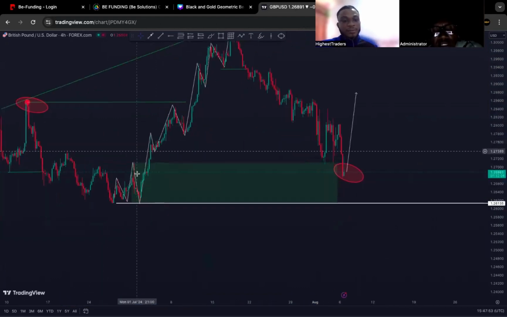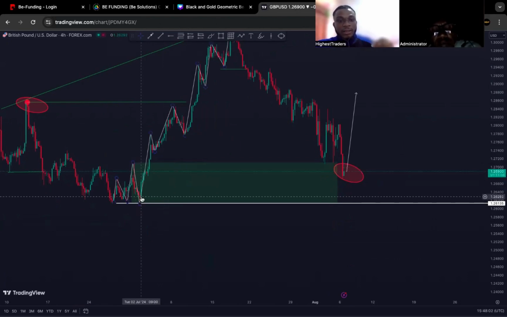Because this is not an order block. This is an order flow. There's order block and then there's order flow. Now, order flow is kind of like a retracement. When we have a particular move, a particular impulse, those retracements are called the order flow. Price has to come back into those retracements to be able to gather momentum to continue the trend. That is what an order flow does.